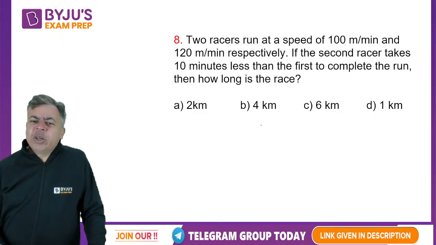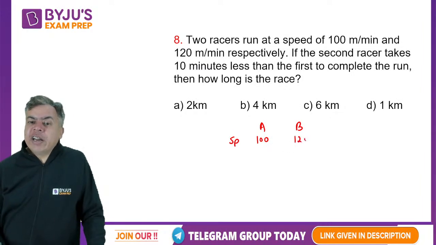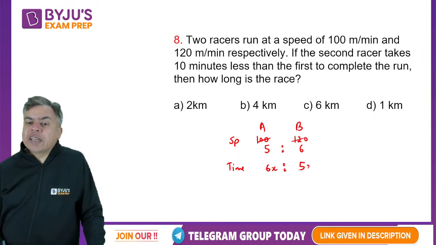Again, you need to think very simply that A and B are the two runners. Here the speeds are 100 and 120, so the ratio is 5:6. So the time taken ratio must be 6:5. So 6x here, 5x here, and the difference in time should be x, which is given as 10 minutes.